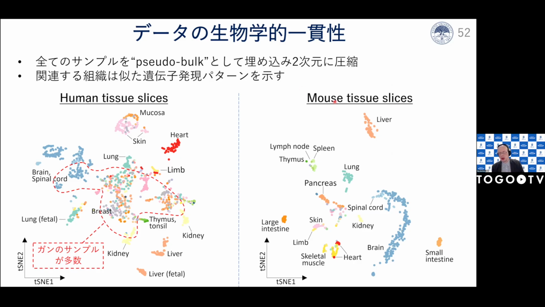On the other hand, for the mouse samples, it looks really beautiful, I think. Liver samples are all together, small intestine and brain and large intestine and thymus, lymph node, spleen. So I think it makes sense. I think this data is relatively clean, is my feeling.